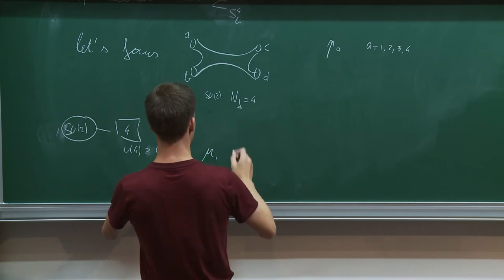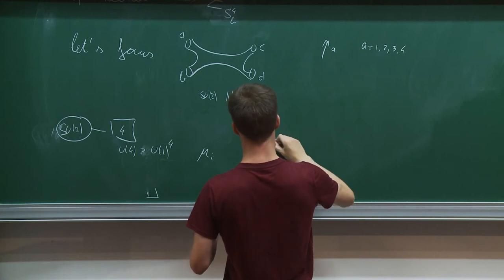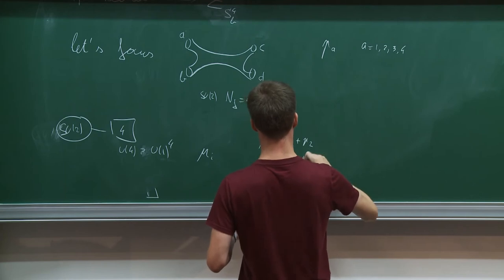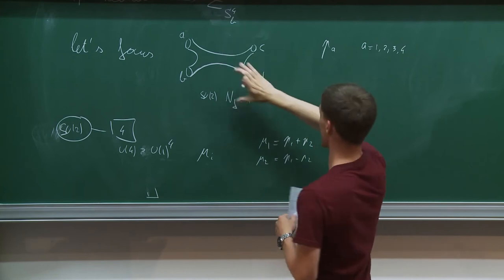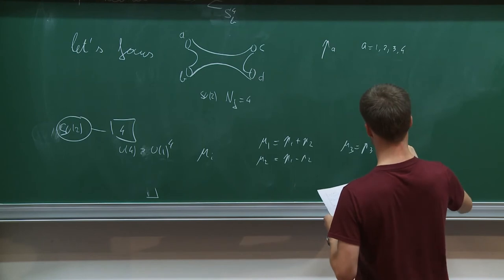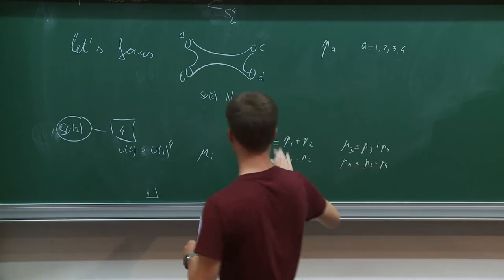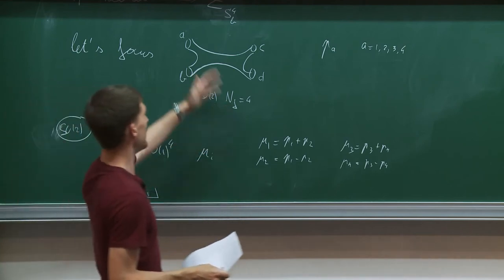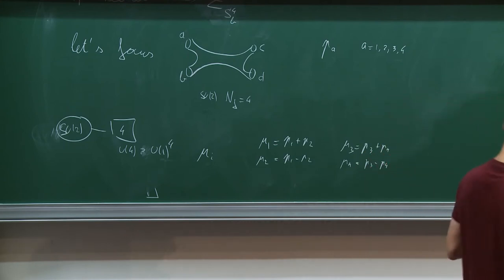If I call these masses MI for I runs from 1 to 4, then I simply have that M1 is P1 plus P2, M2 is P1 minus P2. This is not really important. If you understand that in this picture I can turn on these four masses, then this piece of the blackboard is somewhat useless information. Anyway, so these are the standard masses you would turn on for the U1 to the fourth, and they are related to these SU2 masses just by these linear combinations. Okay, beautiful.